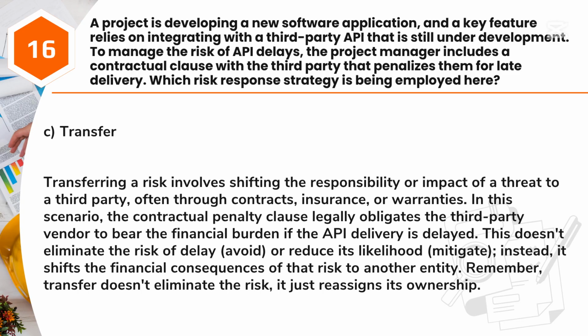Answer: C. Transfer. Transferring a risk involves shifting the responsibility or impact of a threat to a third party, often through contracts, insurance, or warranties. In this scenario, the contractual penalty clause legally obligates the third-party vendor to bear the financial burden if the API delivery is delayed. This doesn't eliminate the risk of delay (avoid), or reduce its likelihood (mitigate). Instead, it shifts the financial consequences of that risk to another entity. Remember, transfer doesn't eliminate the risk, it just reassigns its ownership.